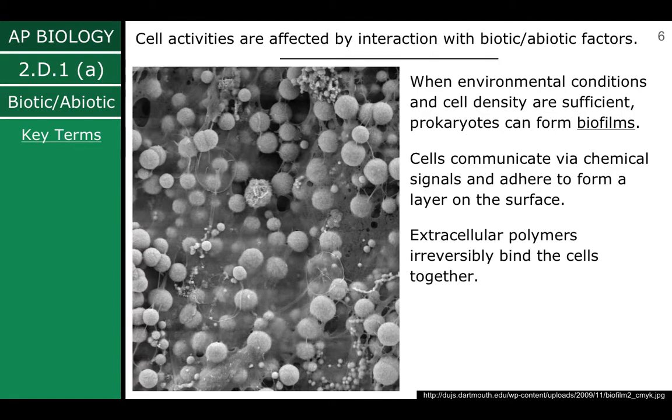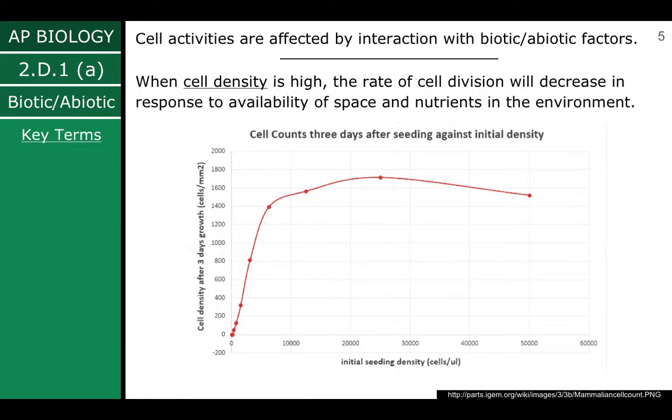then cell density. So in cell density, the forming of biofilms and rate of cell division, which makes sense because if cell density is high, that means there's a lot of cells. That means that the cell division is going to stop happening because there's no more space.